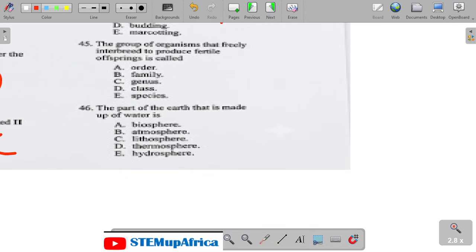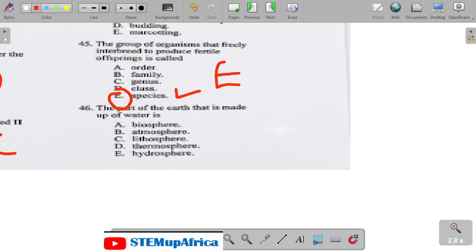So let's go to question 45. A group of organisms that freely interbreed to produce fertile offspring are called what? They are referred to as species, which is option E.